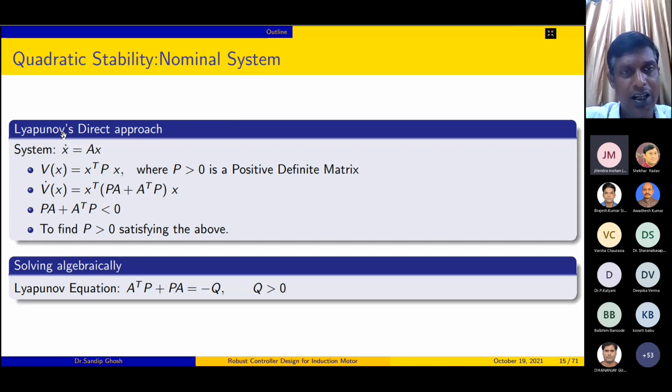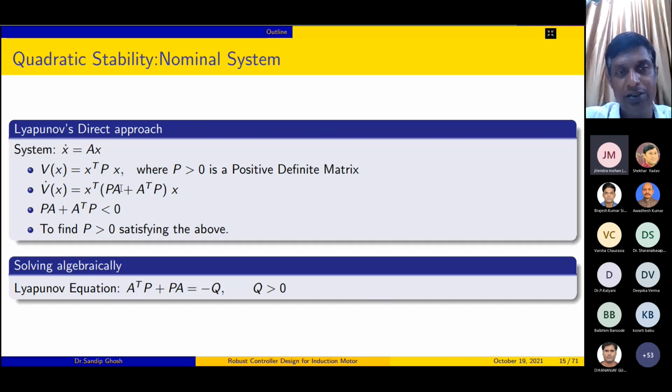So consider the Lyapunov's direct approach. For that, we take a nominal system x dot equal to Ax. Then for that we define a Lyapunov function V equal to x transpose Px for a linear system. This is very much standard, and we continue with this for other problems as well that involve linear systems. So V dot x equal to x transpose into (PA plus A transpose P) x. So if you keep this P greater than 0, then this V will be always greater than 0.